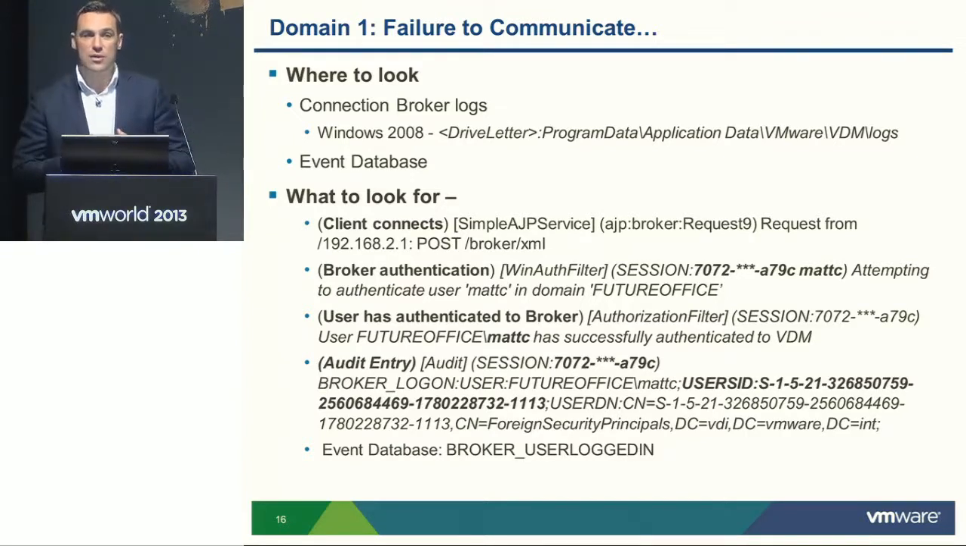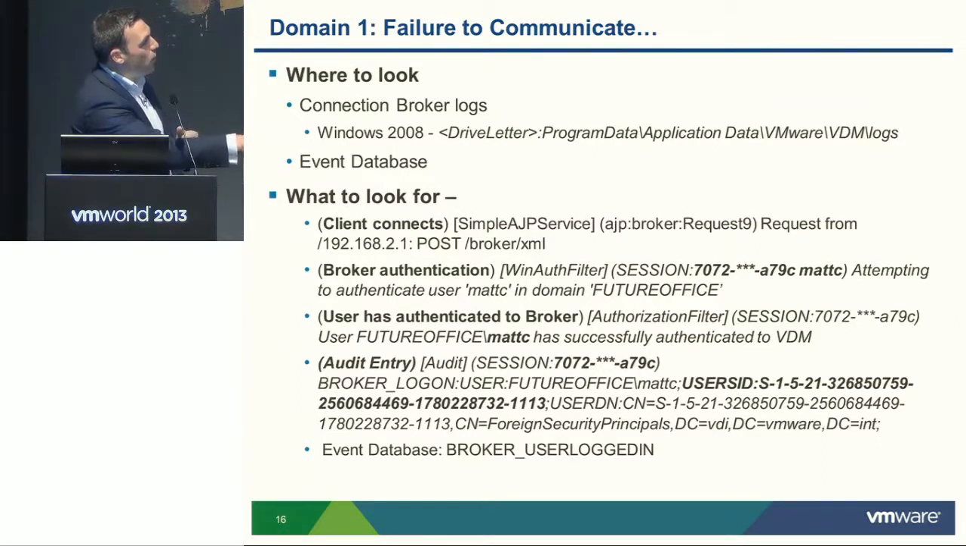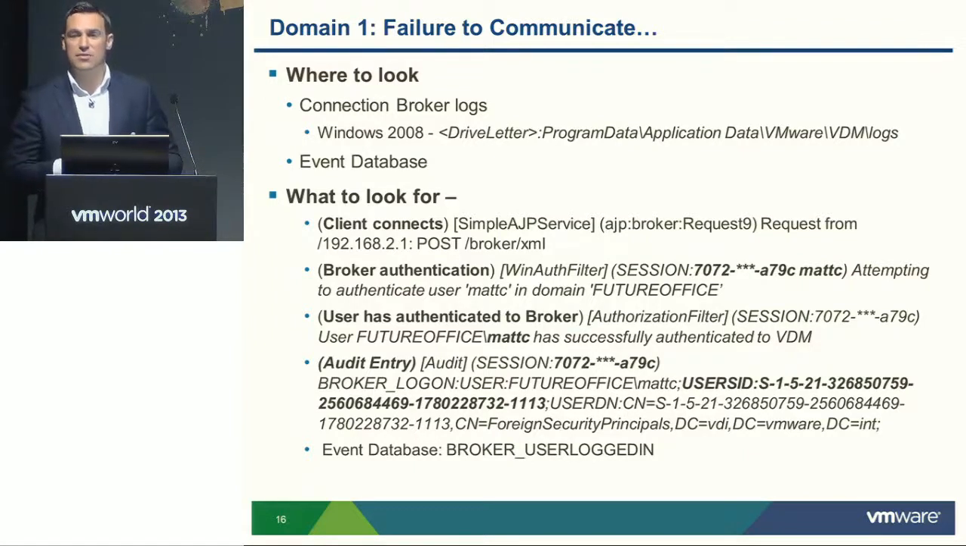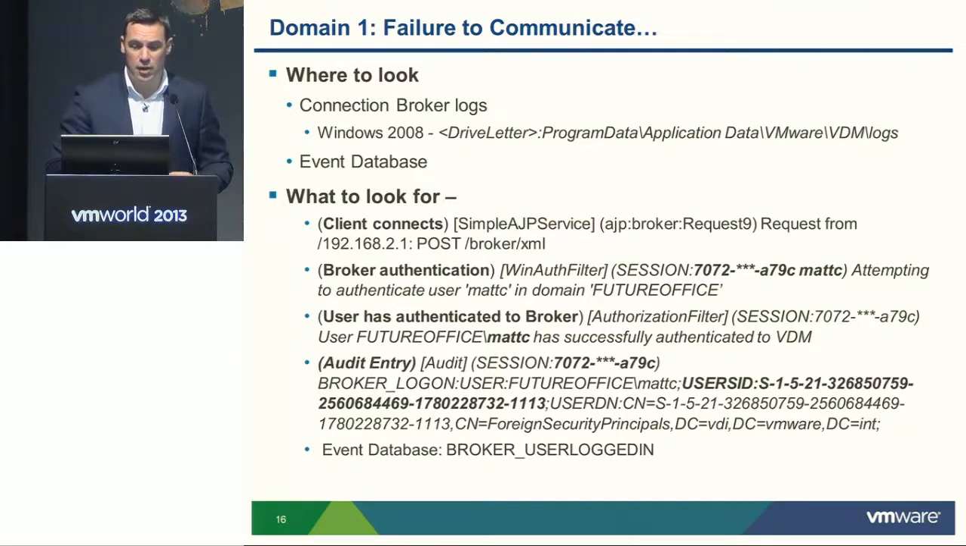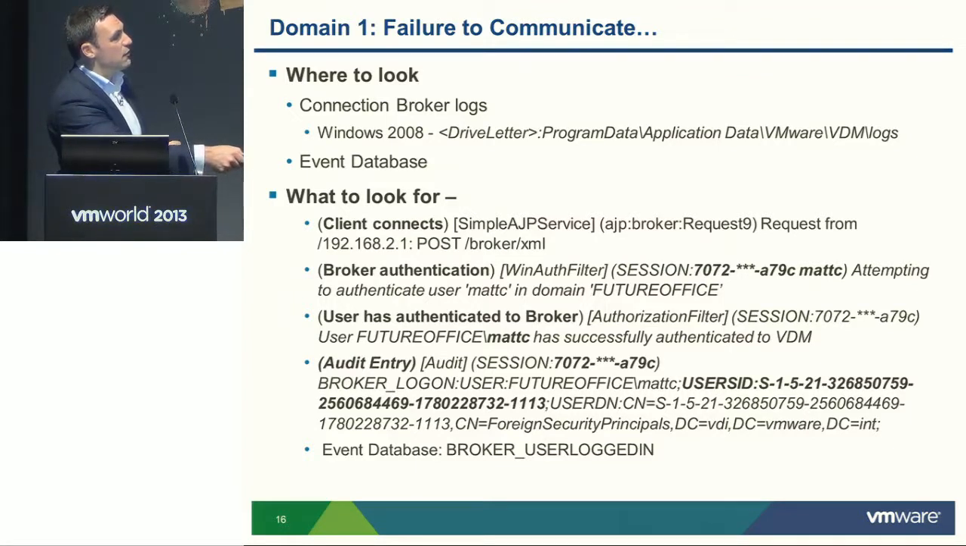The user will then type in their username and password, and click connect, and we'll see this broker authentication message where we can see that Matt Coppinger here is attempting to authenticate into this domain, Future Office. So you can see that the connection server did receive a request from a client and someone is attempting to authenticate, so you know they got beyond the username and password login piece. Then it'll tell me whether or not I was successfully authenticated. And we have an audit event here that identifies the user's SID. This is important because we're matching the session ID, the user SID, and the username so that we can start correlating those events.